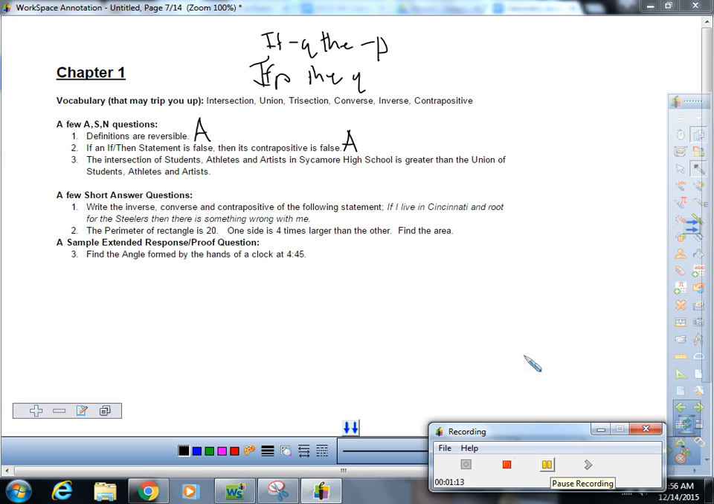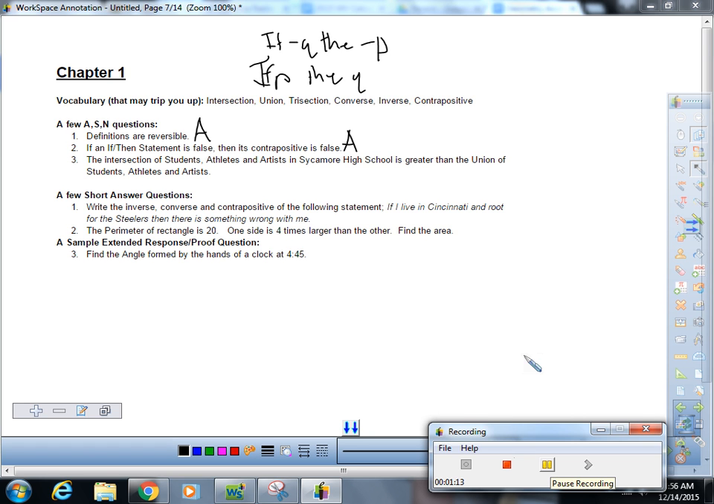For an example, if you live in Ohio, then you live in Indianapolis. That is obviously false. Then you could say, if you do not live in Indianapolis, then you do not live in Ohio. Wait, that's true? You don't necessarily have to live in Ohio. It's not always true, so it's false.